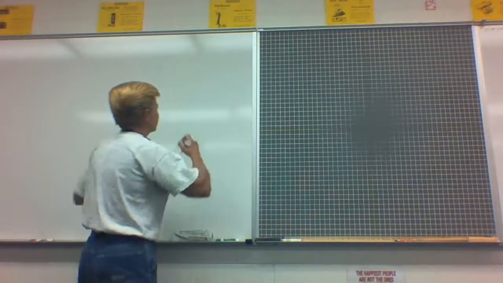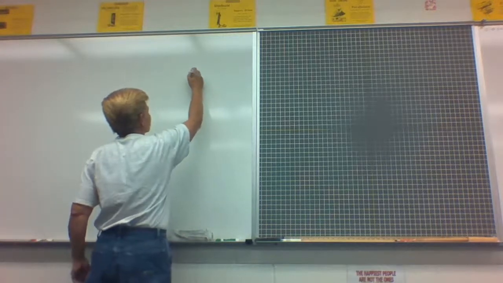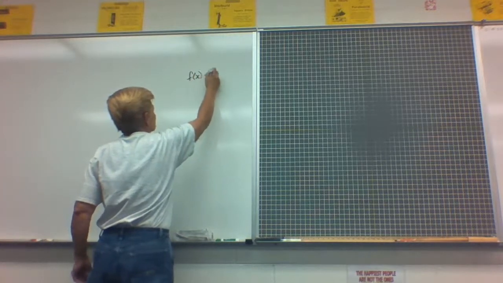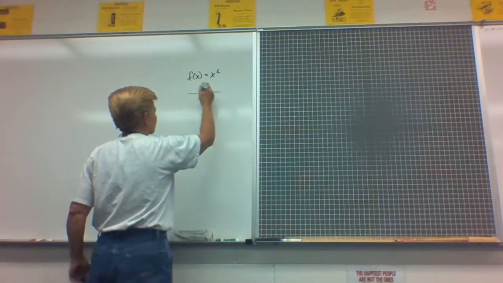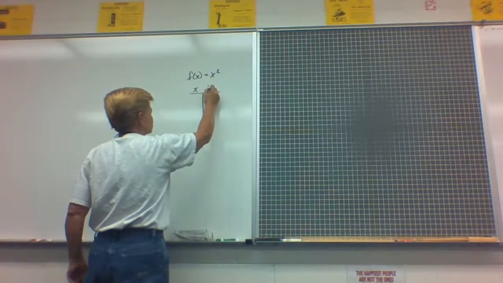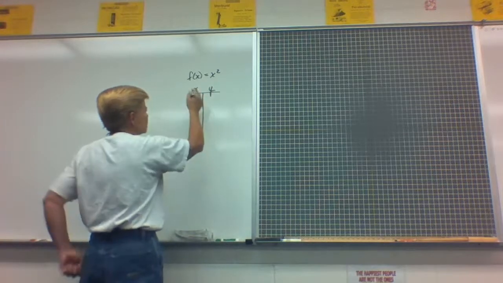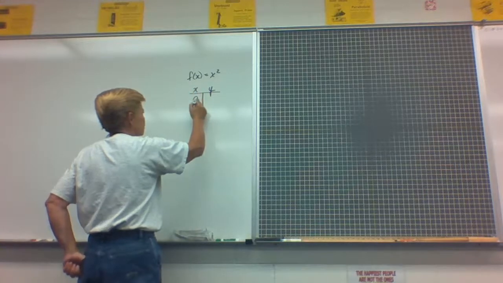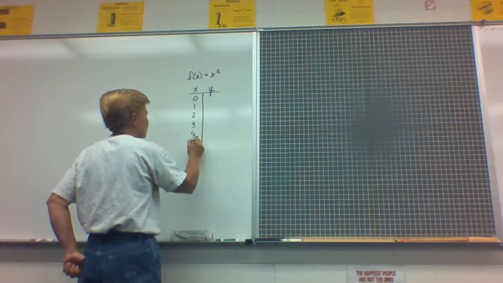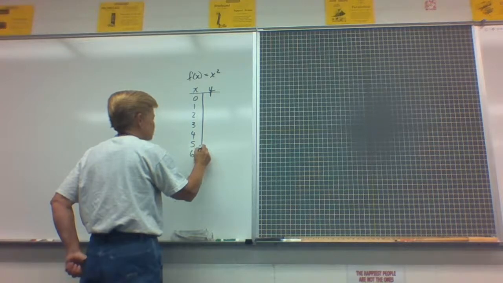First of all, if you take a look at the parent function, y equals, or f of x equals x squared, if we were to plot some points here, there's some things I want you to notice about the y values. I'm going to start at 0 rather than -3 like I usually do. I'm going to go 0, 1, 2, 3, 4, 5, 6. That's probably good enough to show you the pattern.